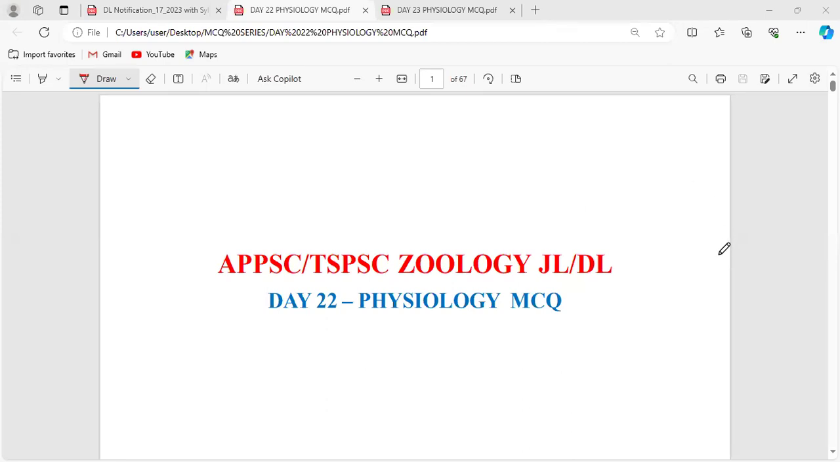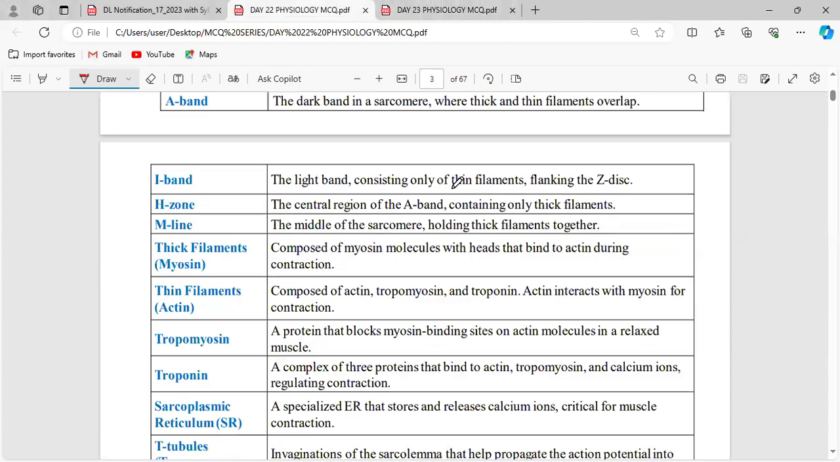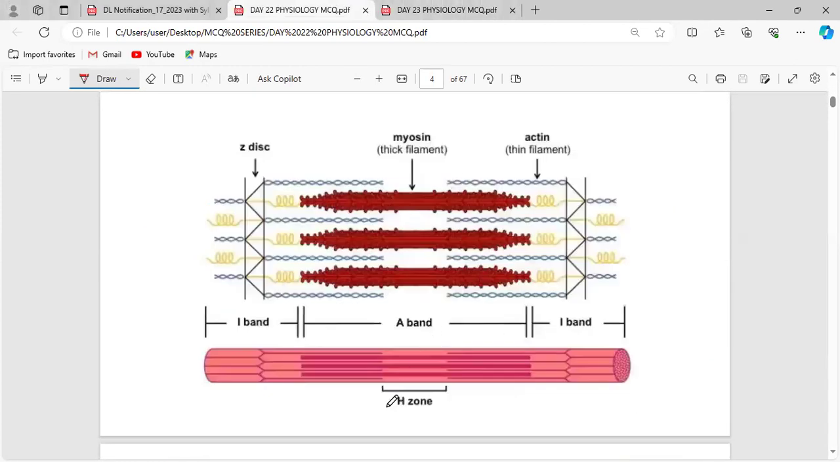See, in yesterday's class, we discussed the muscular system, right? So in today's class, we are going to deal with the sense organs, particularly the eye and ear, as mentioned in your syllabus. Before we enter into the sense organs, I want to show you the picture of the ultrastructure of the muscle. See, this is what a muscular system is.